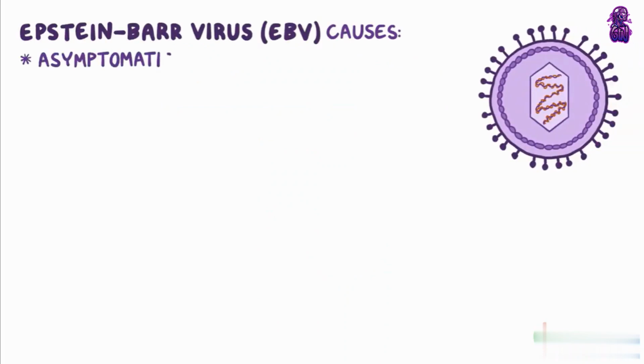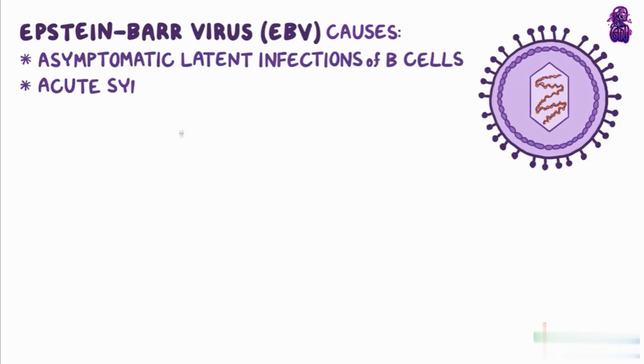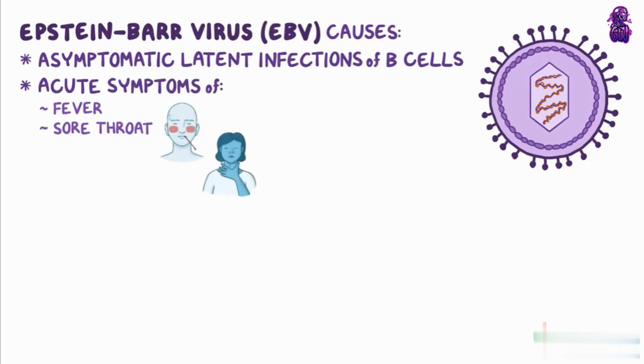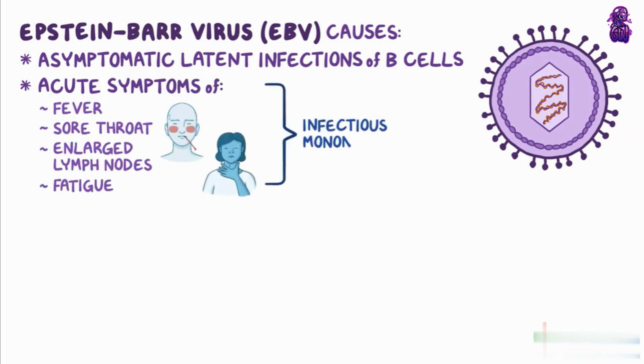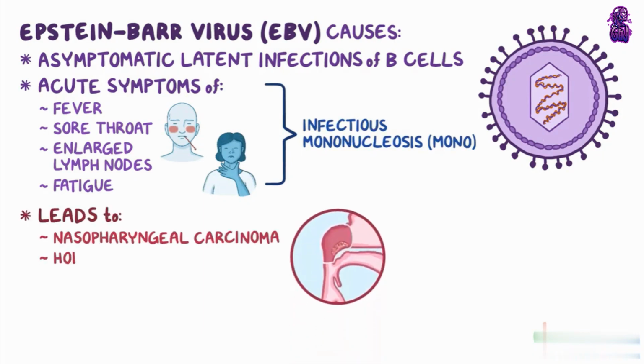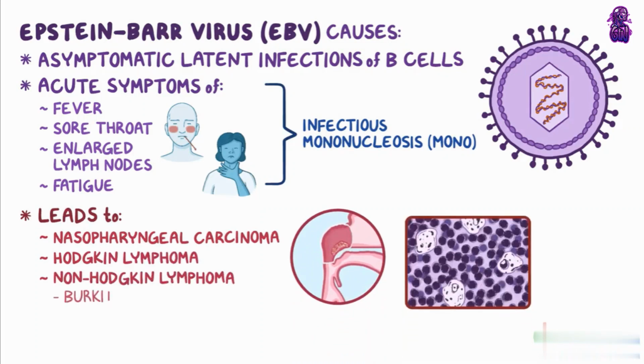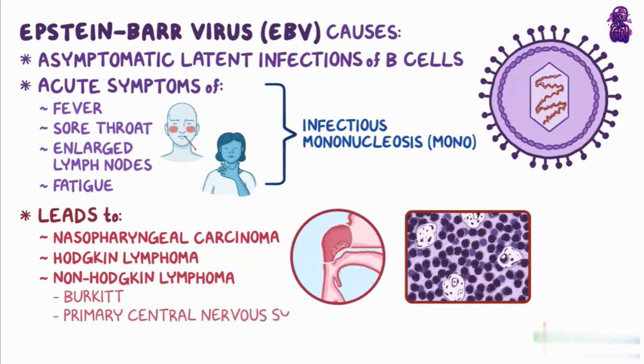Alright, that's a quick recap. Most of the time, Epstein Barr virus causes asymptomatic latent infection of B cells, but sometimes it can cause acute symptoms of fever, sore throat, enlarged lymph nodes, and fatigue, collectively called infectious mononucleosis, or mono, which normally resolves on its own. It can also lead to cancers including nasopharyngeal carcinoma, Hodgkin lymphoma, and non-Hodgkin lymphoma, especially Burkitt lymphoma and primary central nervous system lymphoma.